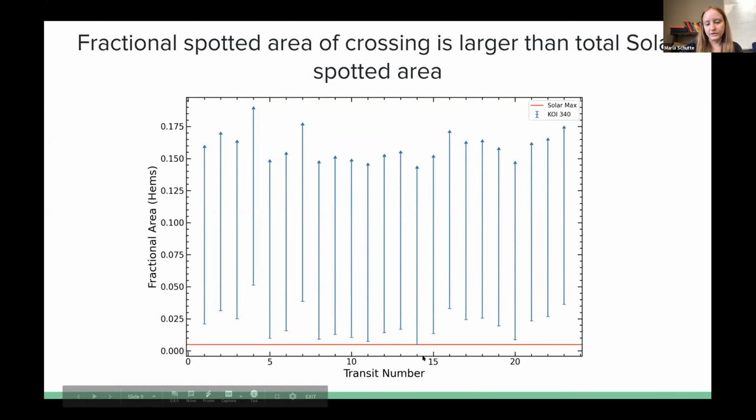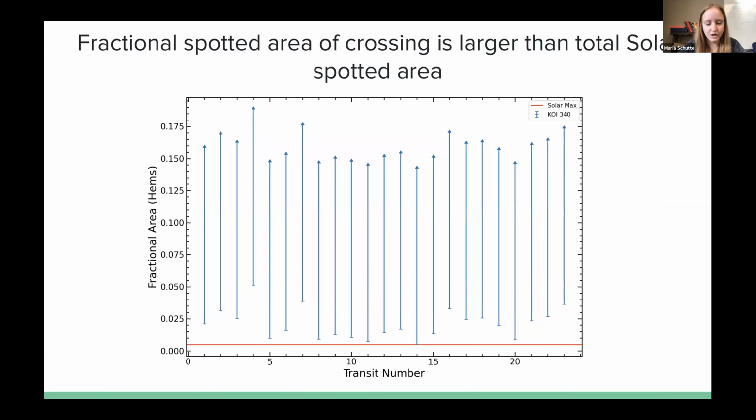Looking at just the lower limit, the red line is the solar maximum, the very maximum. We're either at that value or higher, and in some cases we're up to values of like 5% fractional area. If you instead consider that possibly the entire front hemisphere of the star is spotted at a similar rate to that ribbon, what we get is these values up here. So that's the full error bar, and that's quite a large extent.